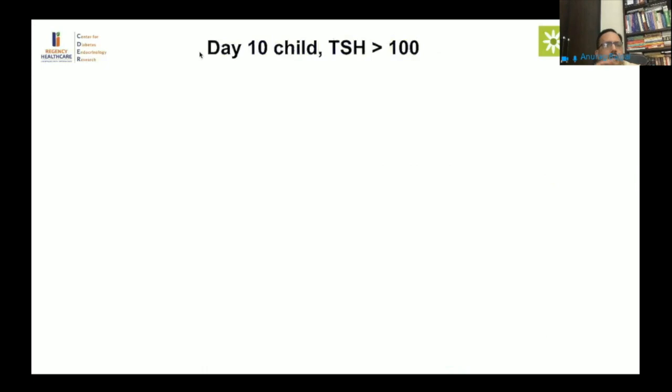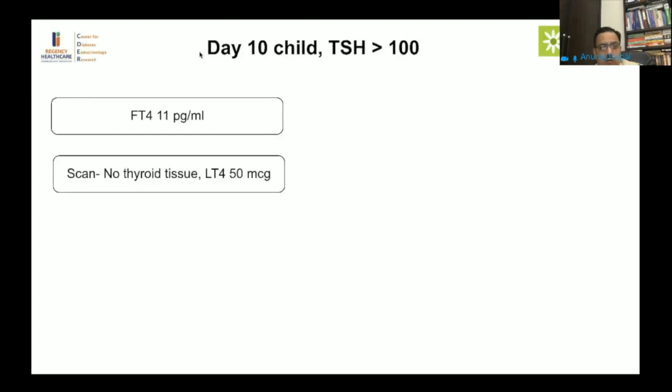So this really gives us a picture in terms of how do we go forward in terms of evaluation and follow-up. So now again we come back to this case, a 10-day-old child who had a TSH level very high, so it looked clearly like a permanent congenital hypothyroidism. FT4 levels were on the low normal side, not very low. Scan showed no thyroid tissue. So this child was diagnosed and counseled by the pediatrician: okay, this is a permanent congenital hypothyroidism. The child will require thyroid hormone for life.